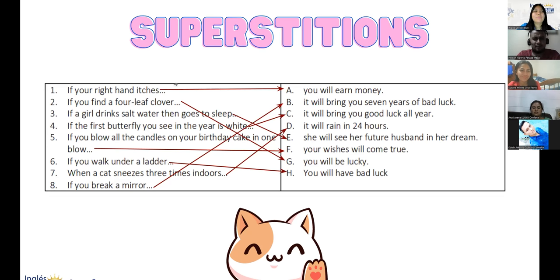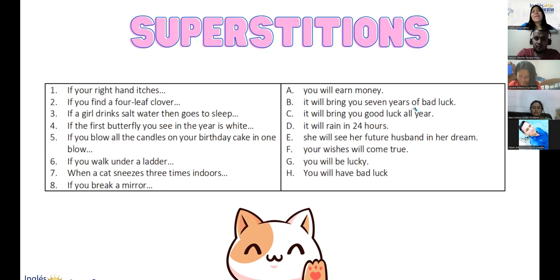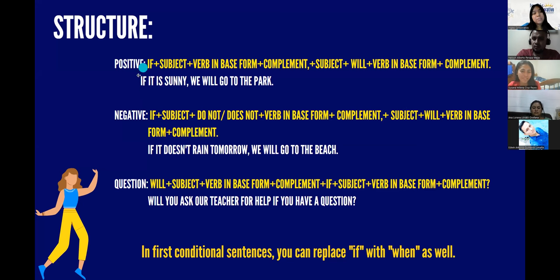Yes. Okay. Then, let's see. Let's move. Now, when it comes to the structure, guys, we have positive, negative, and questions. Okay. So we have a sentence in simple present tense, as we covered before, and we have a sentence in future will. And you see, if it is sunny, we will go to the park. Yeah? Si está soleado, nosotros iremos. Futuro, iremos al parque. Mm-hmm. Now, if it doesn't rain tomorrow, we will go to the beach. Si no llueve mañana, iremos a la playa.